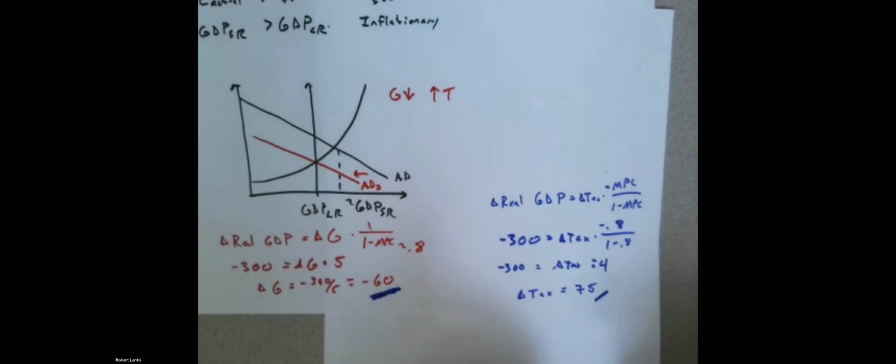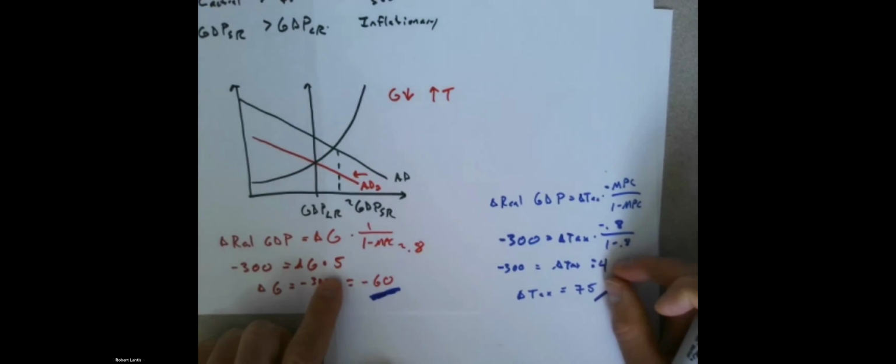And notice the tax change that we would need to get that same 300 reduction in GDP is larger than the government spending because that multiplier effect is always going to be smaller for tax changes. Okay. So a little bit of a review there. It's kind of where we left off.